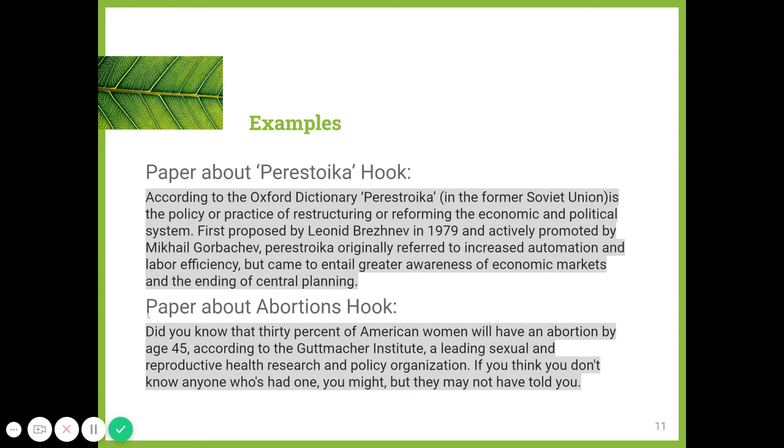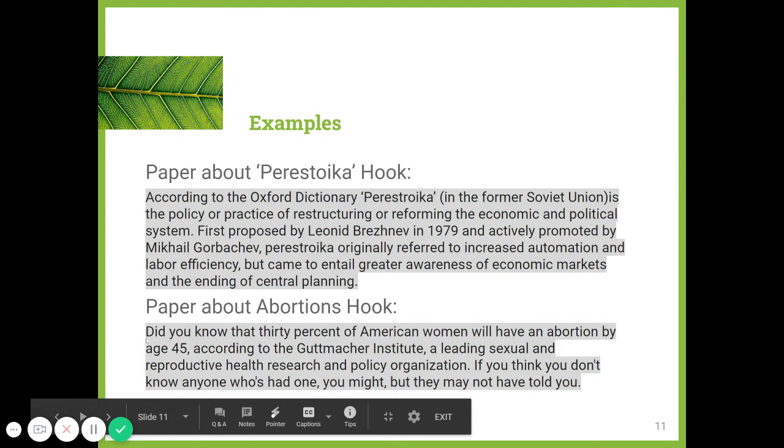Let's take a look at our topic of abortions. Here's an example of a hook that we can use. Did you know that 30% of American women will have an abortion by age 45? According to Guttmacher Institute, a leading sexual and reproductive health research and policy organization. Okay, I should have put a question mark here. If you think you don't know anyone who had one, you might, but they may not have told you.